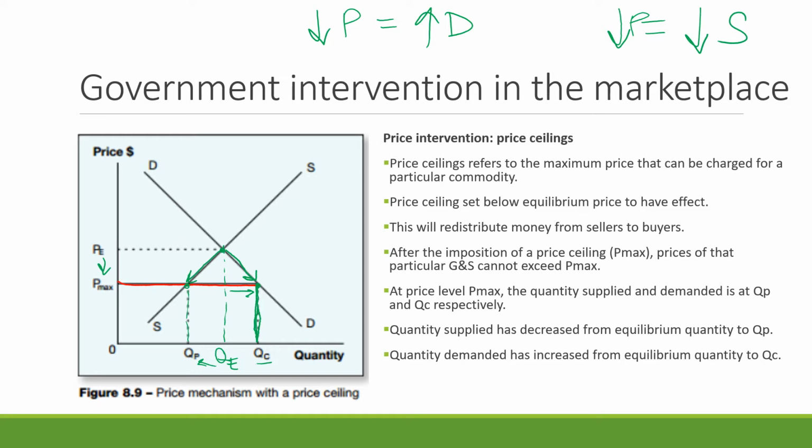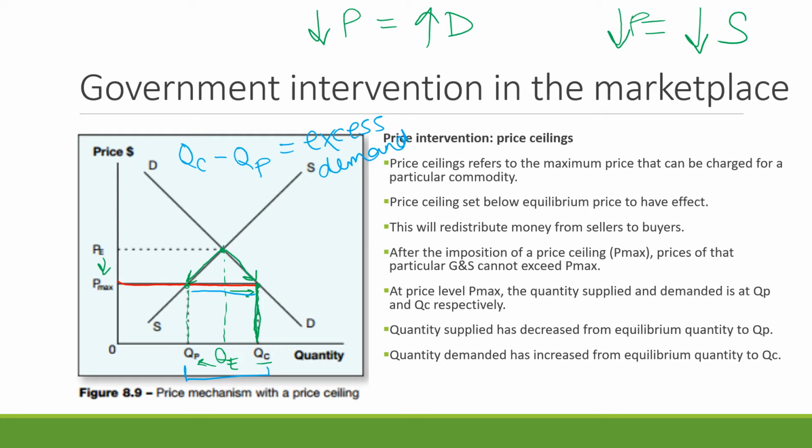So what we're left with in this specific scenario is that we have more quantity being demanded and less quantity being supplied. And as a result, this little gap in between here, QC minus QP, that's that little gap that we have here. This means we have excess demand. We have more demand than we have supply. So people are going to miss out in this particular instance.